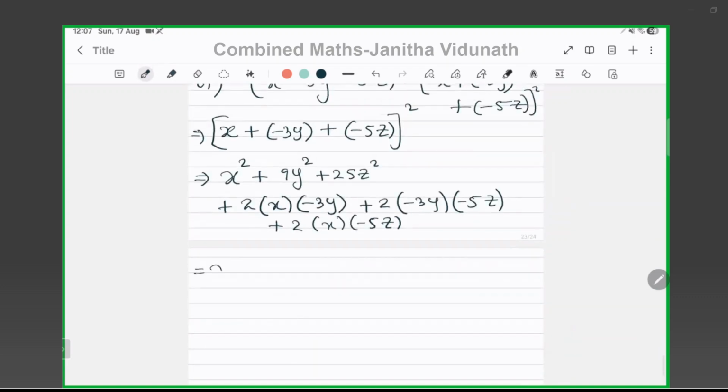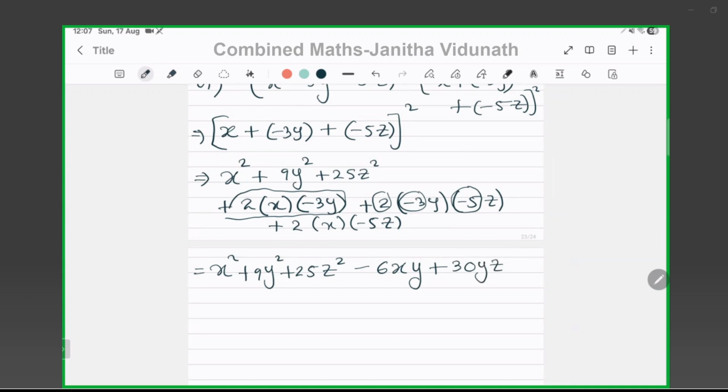Then we get x square plus 9y square plus 25z square minus, from this we get 2 times minus 3 is minus 6. Then we get minus 6xy. Here 2 times minus 3 is minus 6. Minus 6 times minus 5 is plus 30. We get plus 30yz. And from the last term we get 2 times minus 5 is minus 10. We get minus 10xz.